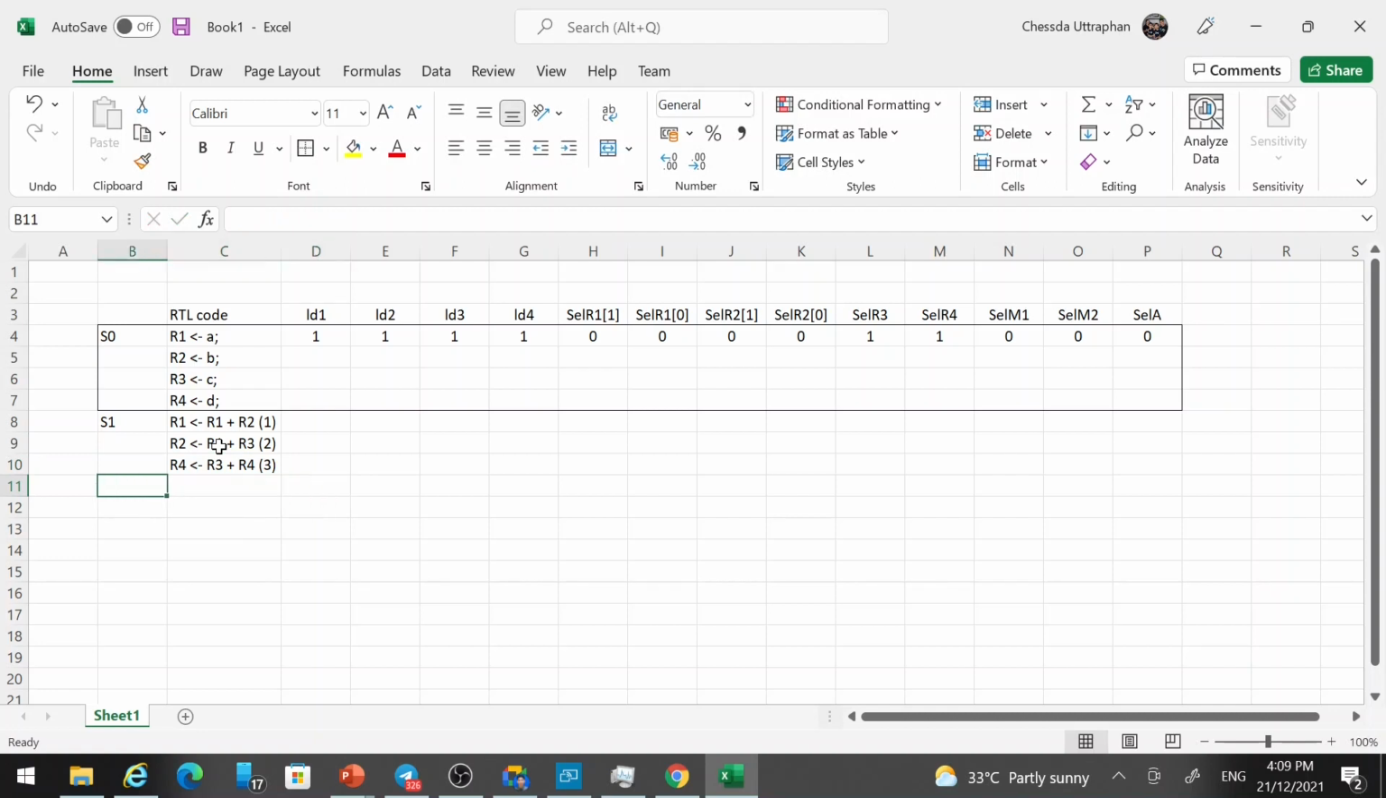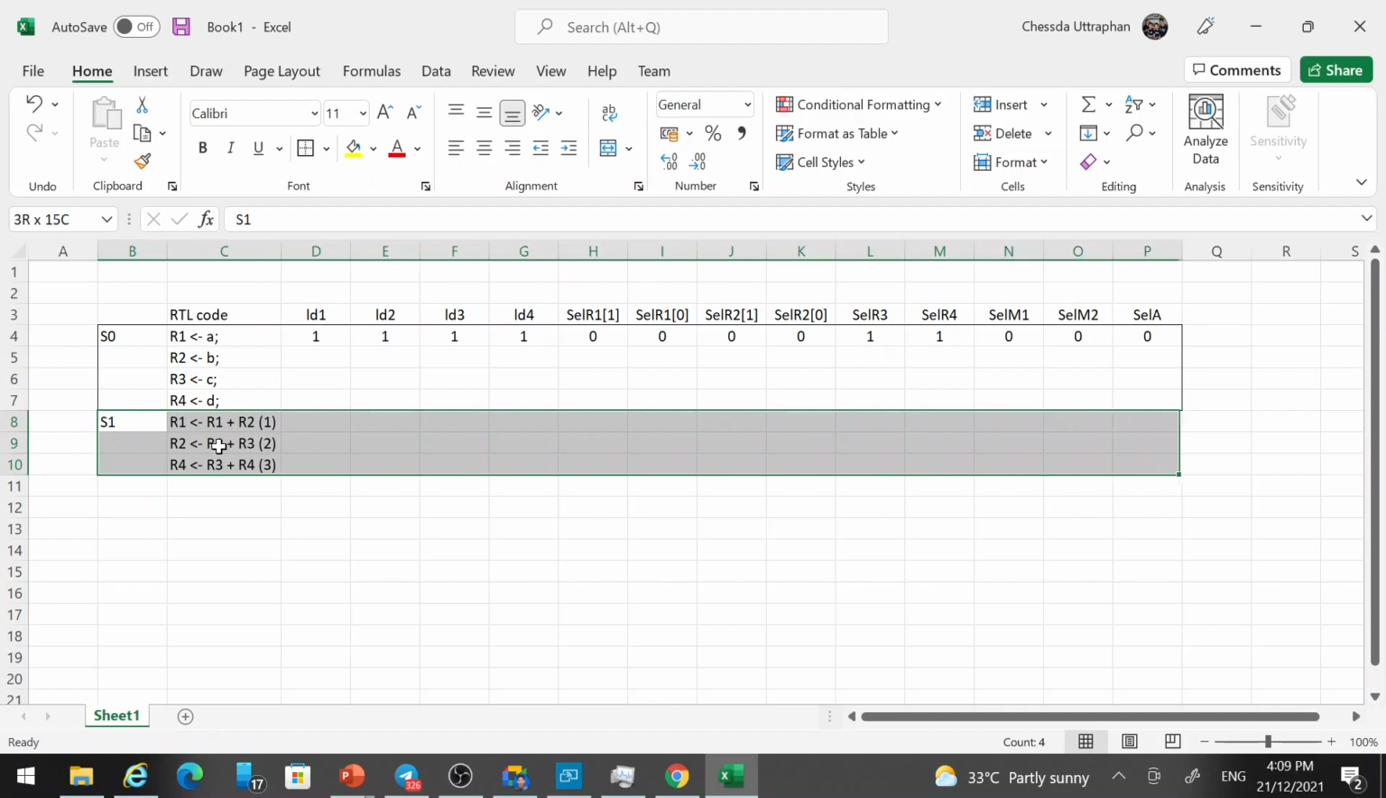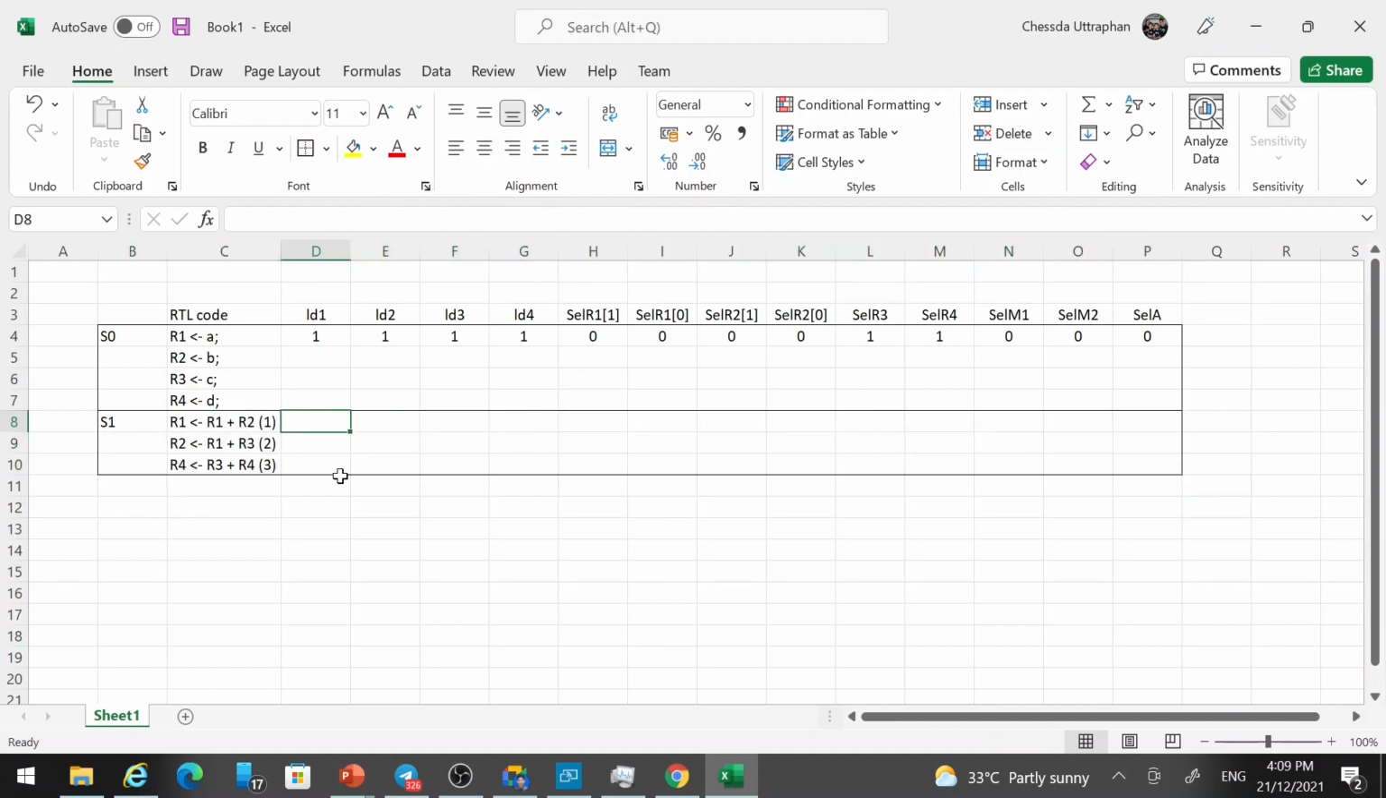Now, for this state, what are the signals that we need to activate? Look at LD1 first. Because we want to write to R1, of course, it needs to be 1. LD2, we want to write to R2, so of course, it needs to be 1.